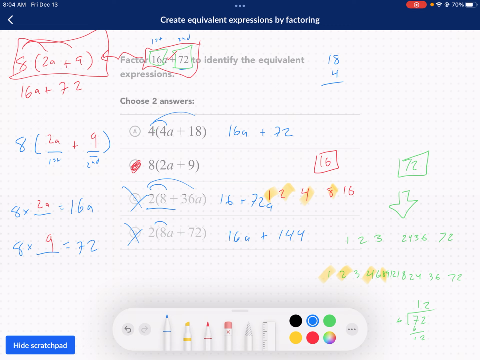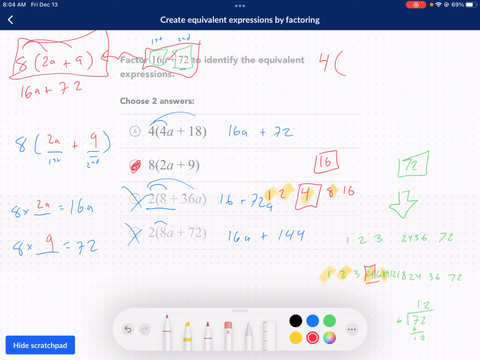Now, other than just checking your answer with distribution, there's another way. So we factored out using the greatest common factor. You could also factor out using a different factor. You could factor out using 4, even though it's not the greatest common factor between the two of them. So 4 is a factor of 16. 4 is also a factor of 72. So what happens when I do that?